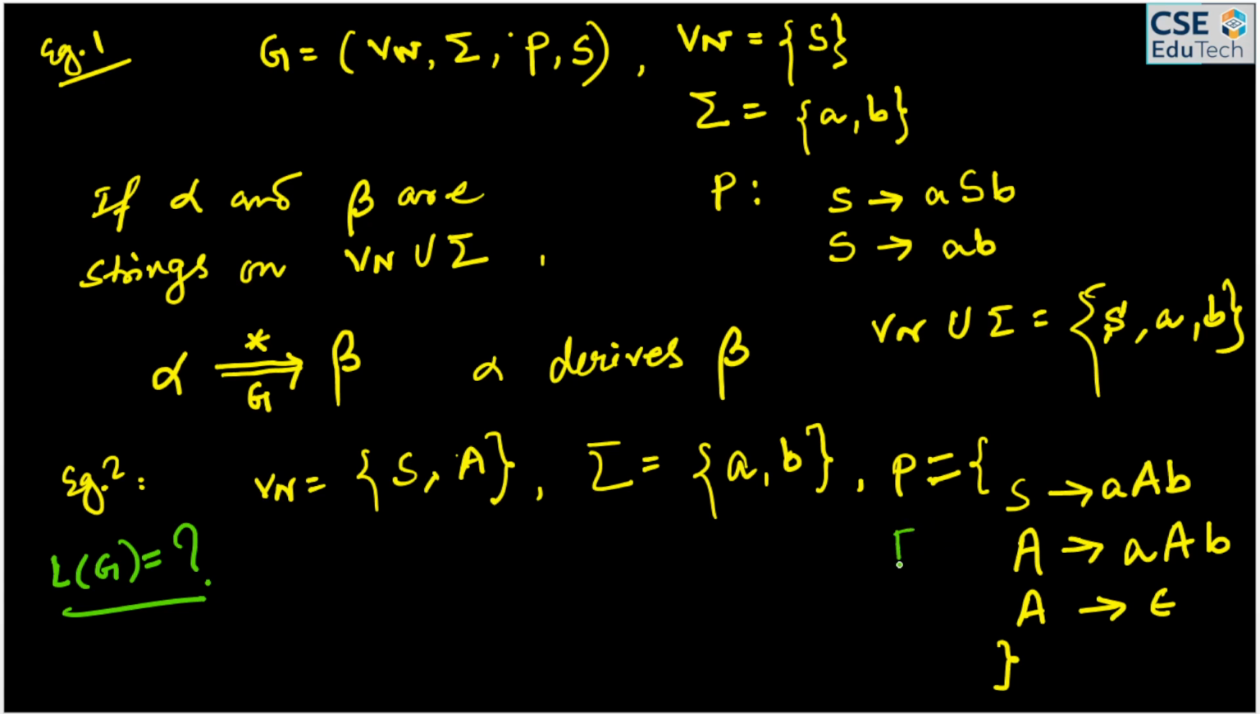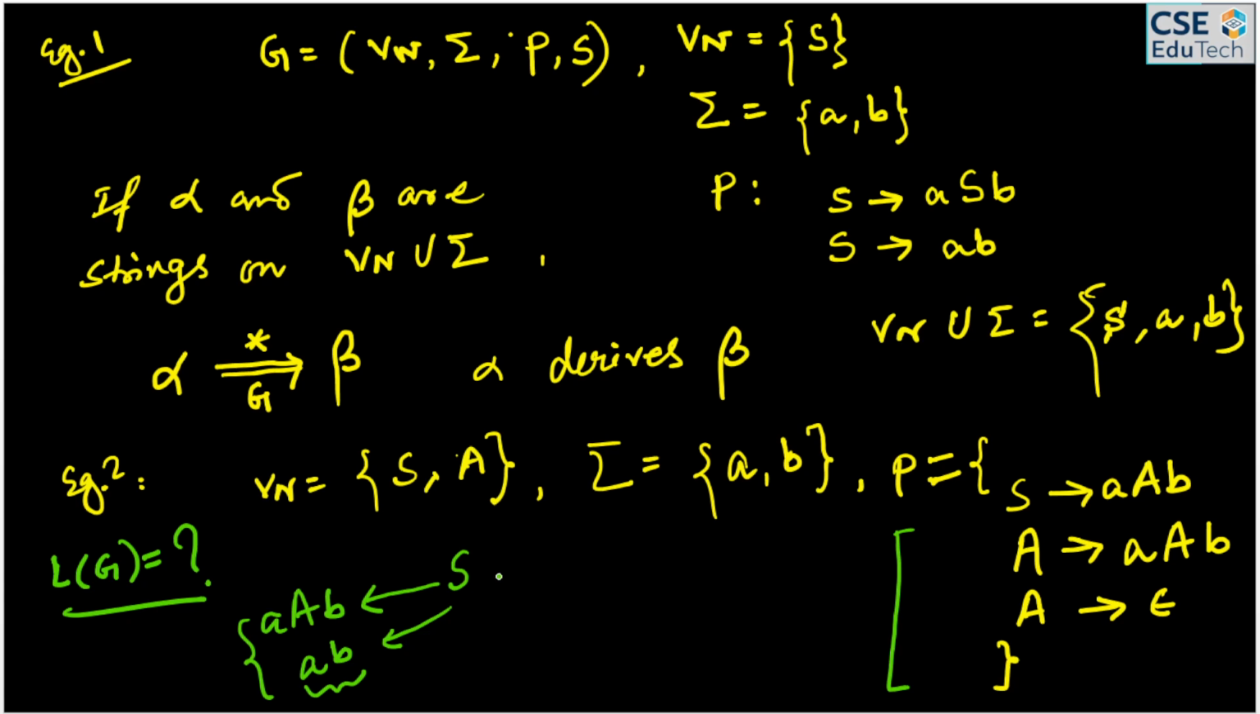Now from this production rule, suppose S is there, so from S this will be generated S to aAb. Now if we put this A equal to epsilon here, then from here it will be ab. So the smallest string that is generated from S is ab, right? So the smallest string is ab.